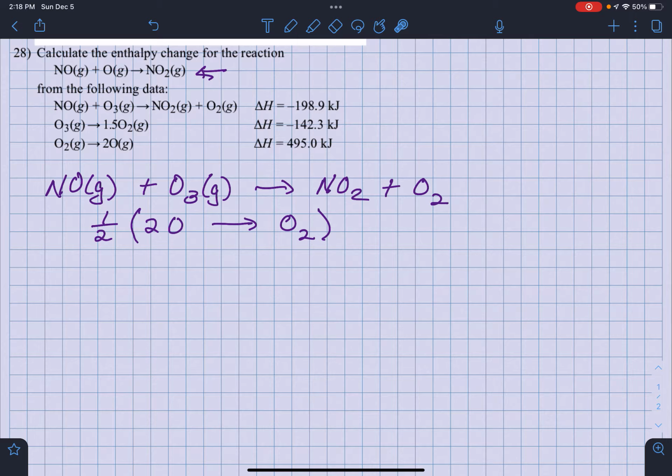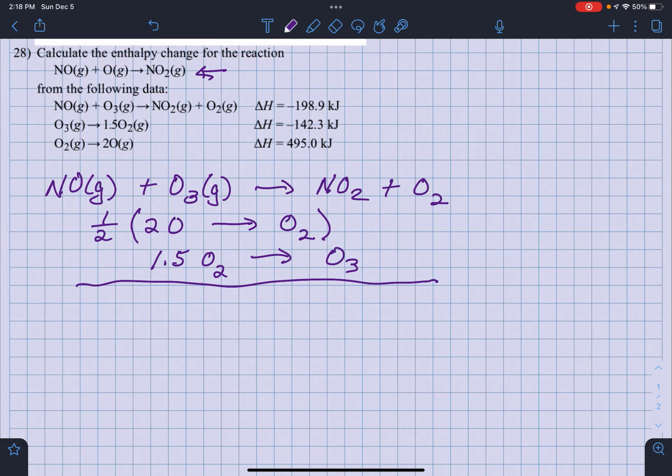So how are we going to do that? If we take this reaction 3, and bear with me for a second, we're going to reverse that and make O3 a product. And we're going to add these together in a minute. So we're going to just take that 1.5 O2 to generate O3. All right. So now let's add these together the way I've written them.